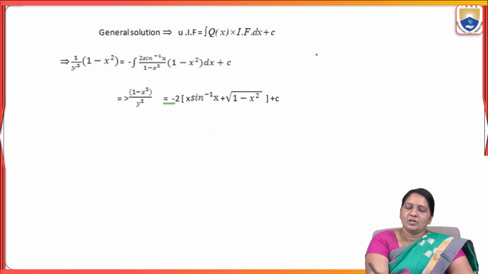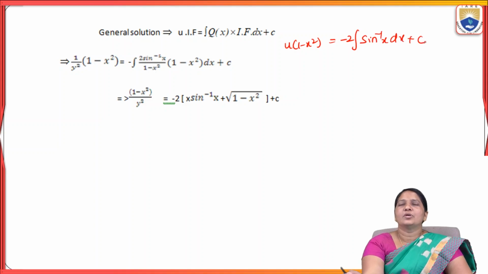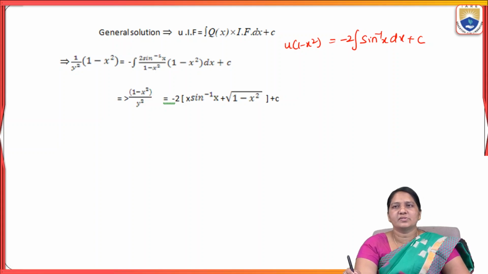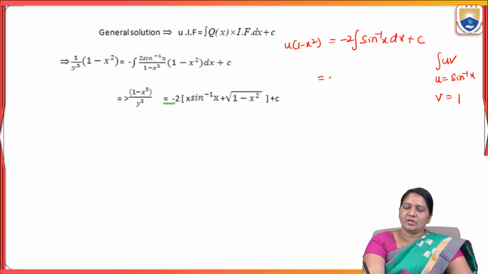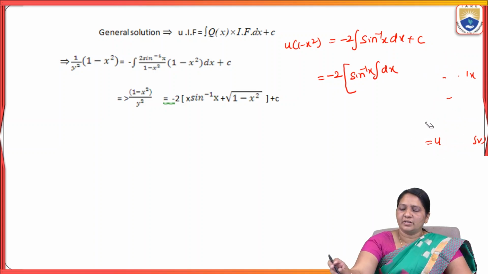So here u into 1 minus x square is equal to minus 2 integral sin inverse x dx plus c. Actually we don't have the integration formula for sin inverse x, so that's why we are going to use integration by parts, that is integral of u into v. Here we are taking u value as sin inverse x and v value as 1. Based on that we are writing: minus 2, sin inverse x integral dx, according to the formula. What is the formula for the integral of u into v? It is u integral v minus integral of u dash into integral v, whole dx. So based on this formula we are writing here.